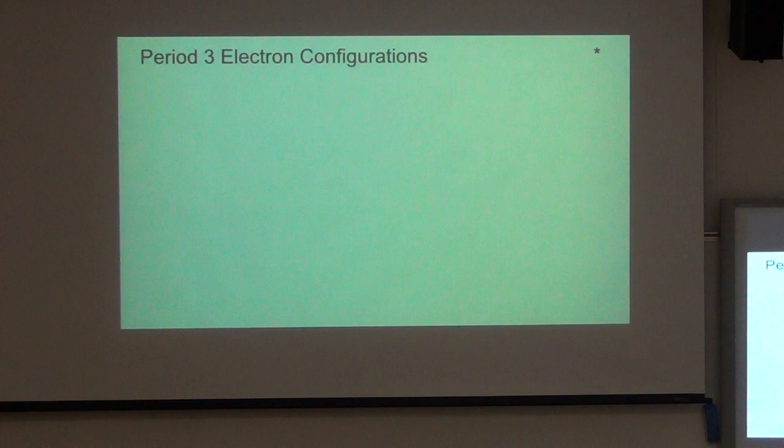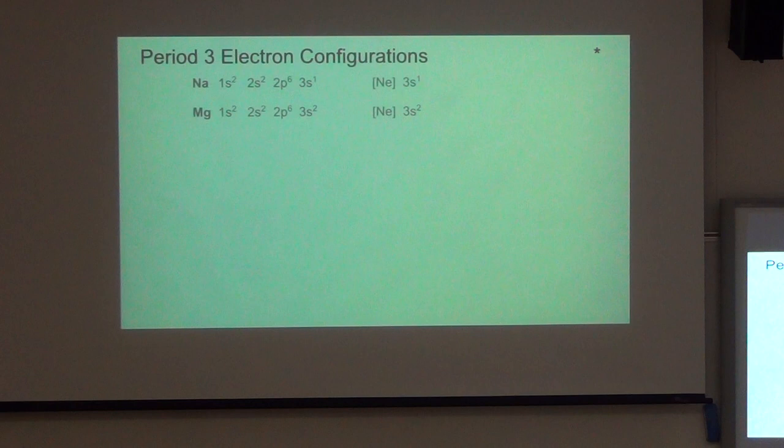The third period. Once we get to the end of the second period with neon, we go down and start with sodium. Now neon is the one in the brackets because it's representing those lower energy levels, the first energy level and the second energy level, all the electrons that were put together in the first and second periods of the periodic table. But we have 3s1. It's similar to what lithium was, 2s1. Next up is magnesium, 2s2, 2p6, 3s2.